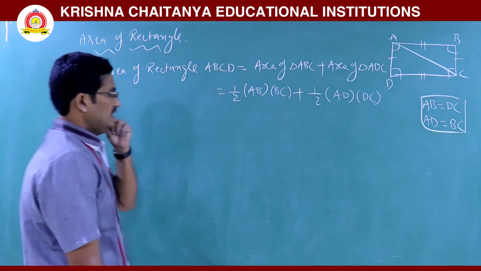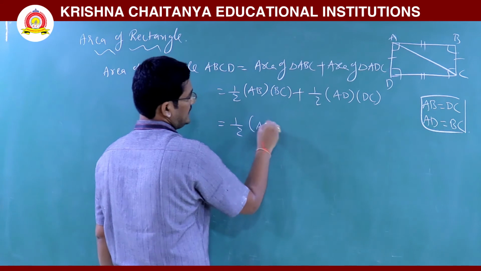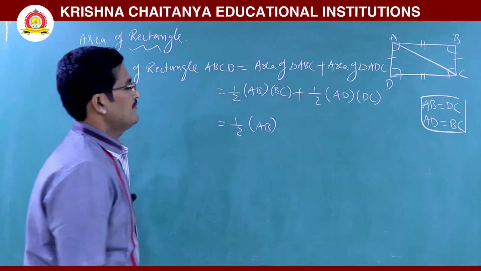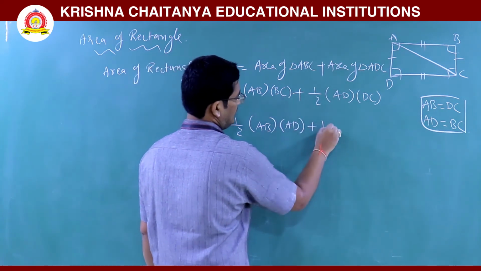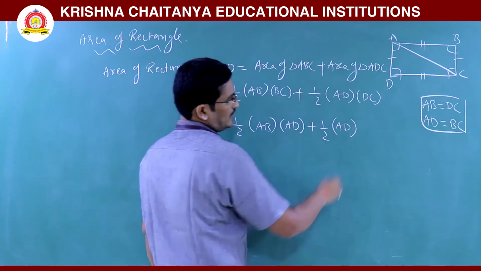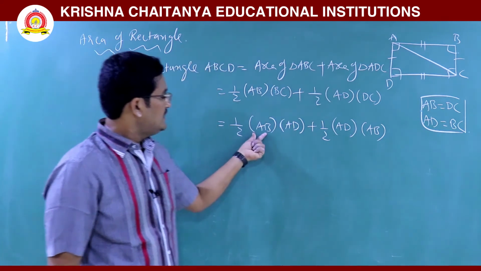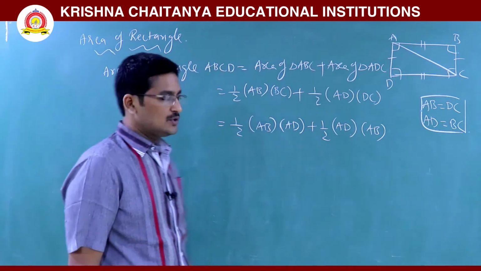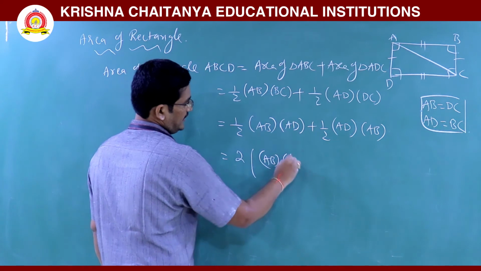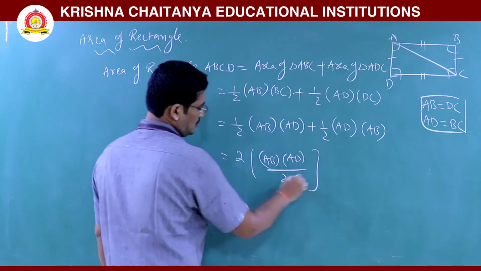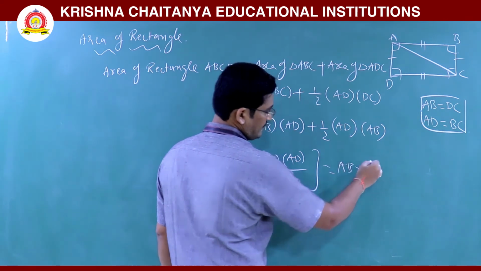Okay, by using those equalities, let me simplify this one. Half into AB, keep the same here. What is BC? AD. I am replacing BC with AD here. Plus half into AD, keep AD same. What is DC? Nothing but AB. So AB into AD by 2, AB into AD by 2. So 2 times of AB into AD by 2, the 2 gets cancelled. Then what is the answer? AB length into AD.